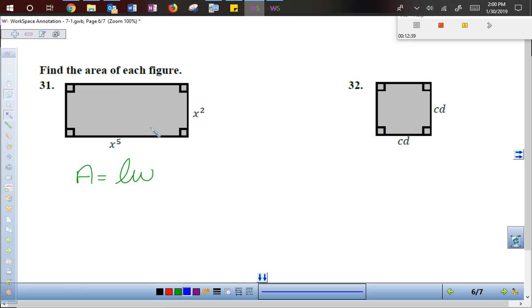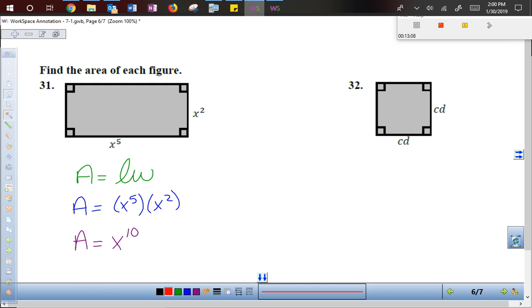Now I need to figure out which one's the length and which one's the width and substitute them in. It doesn't technically matter which is which, because you could rotate the rectangle and it would change anyways, but I'm going to use x to the fifth as my length and x squared as my width. Now I can multiply them together, and since they have the same base, I add the exponents, and my area of this figure is x to the 10th.